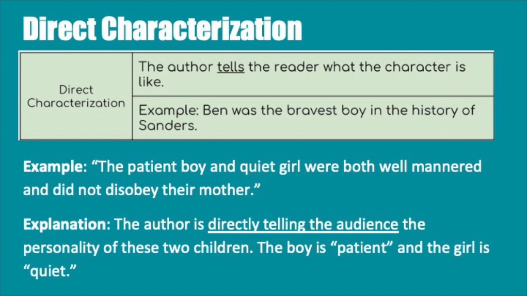The patient boy and quiet girl were both well-mannered and did not disobey their mother. So we can see in this sentence that the writer is directly telling us the personality of the two kids. The boy is described as patient, while the girl is said to be quiet. This is direct characterization because the author is directly telling us the personality of the two kids.